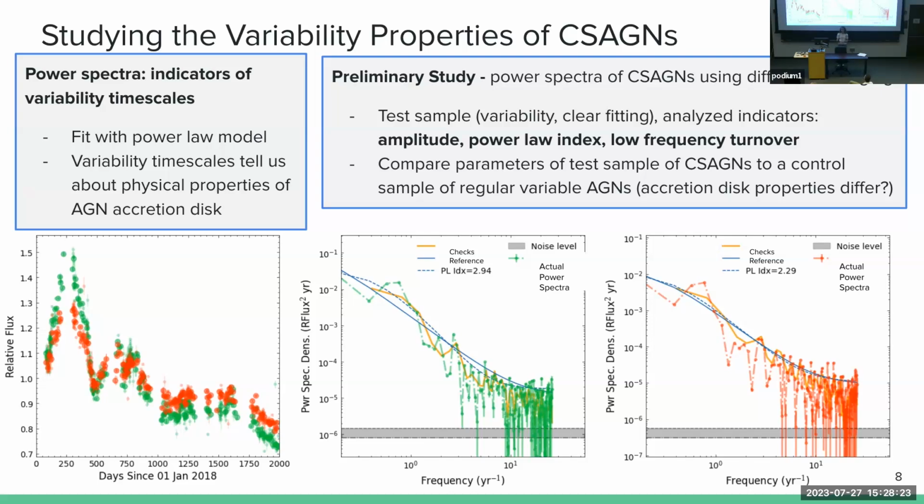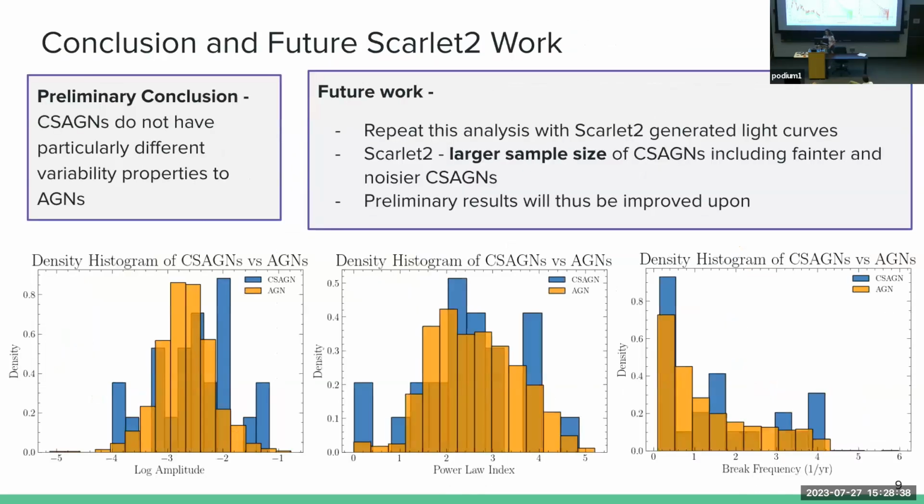And so then we compared these parameters of our test sample of CS AGN to a control sample of regular variable AGNs. And we wanted to answer the question, do the accretion disk properties of CS AGNs differ to those of regular variable AGNs? And our preliminary conclusion was that CS AGNs do not seem to particularly differ in variability properties to AGNs.